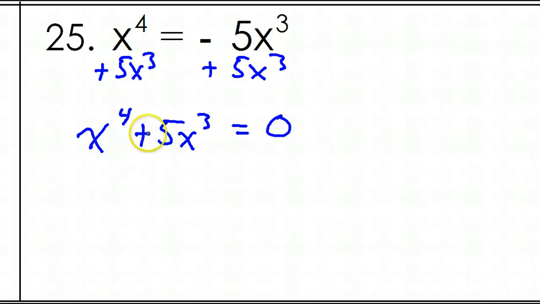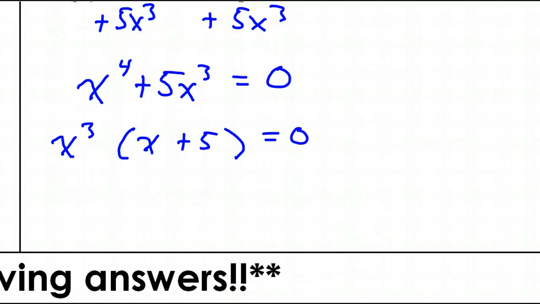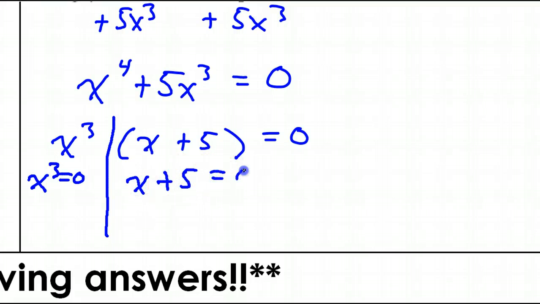So let's factor this like we always do. Let's look for a common factor. The GCF is x to the 3rd power. So if I pull that out, then I'm going to have x to the 3rd power in the front, and then that's going to be times x plus 5. Now I'm going to set each one of these factors equal to 0. So x to the 3rd power could equal 0, or x plus 5 could equal 0.